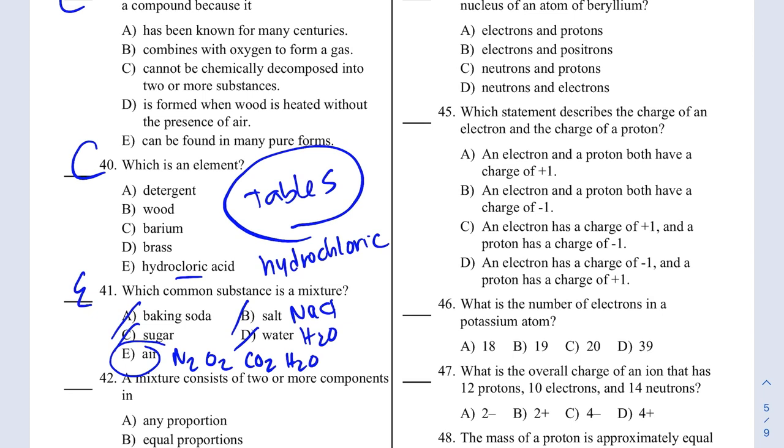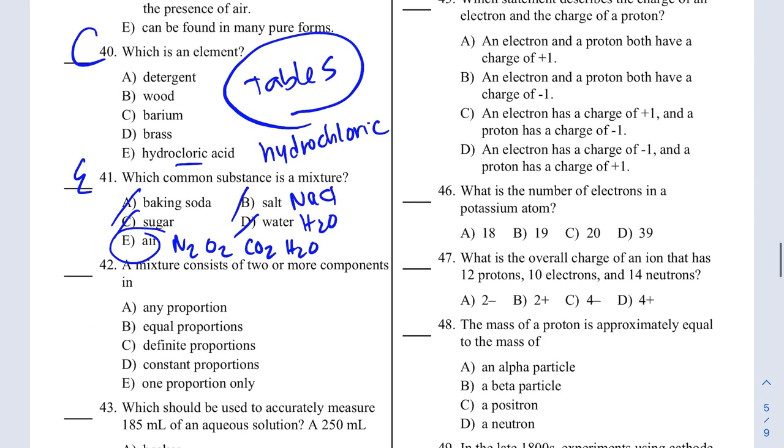So mixture, 41E. A mixture consists of 2 or more components in any proportion, equal proportions, definite proportions, constant proportions, 1 proportion only. So a mixture. Think about salt water. Salt water from the ocean is super duper salty. Salt water in the form of saline for your contact lenses is very, very dilute, not a lot. So they're both called salt water, but the proportions change. So any proportions would be our answer.